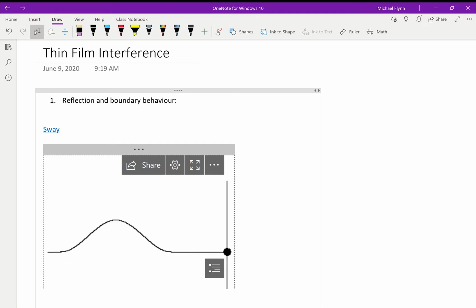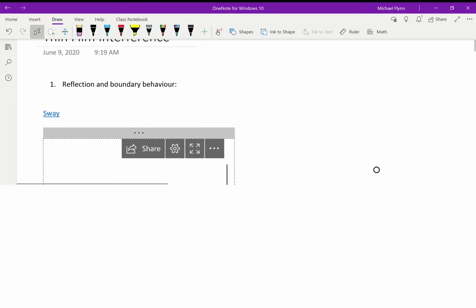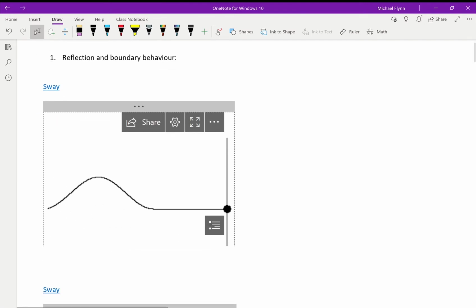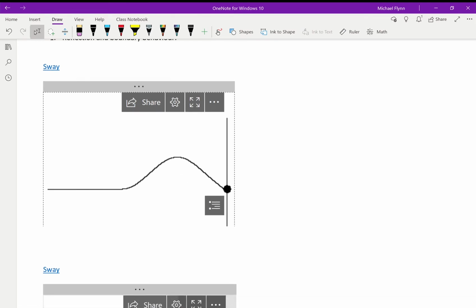Okay, so first, before we can talk about thin film interference, we have to talk about something called boundary behavior. So what happens when a wave hits a boundary? Well, here we have a wave hitting a wall. As you can see when you look at this wave, it reflects. But something changes when it reflects.